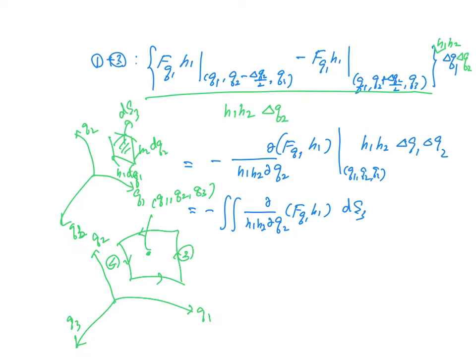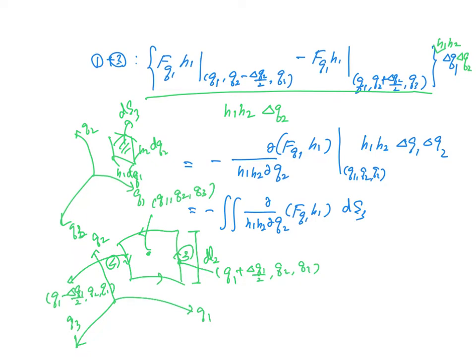So the center point, so this is going up and this is going down. So this is DL2. And this point is Q1 plus delta Q1 over 2, Q2, Q3. And this point is Q1 minus delta Q1 over 2, Q2, Q3.